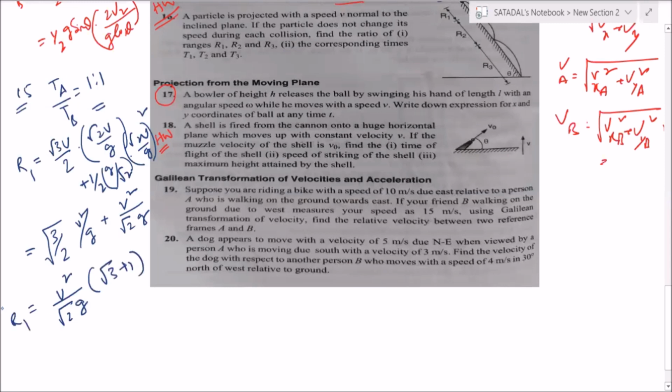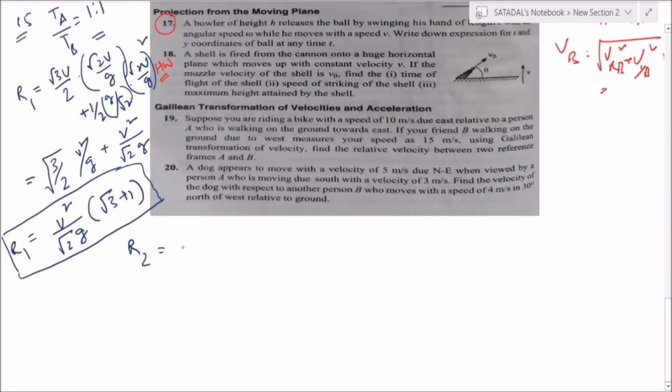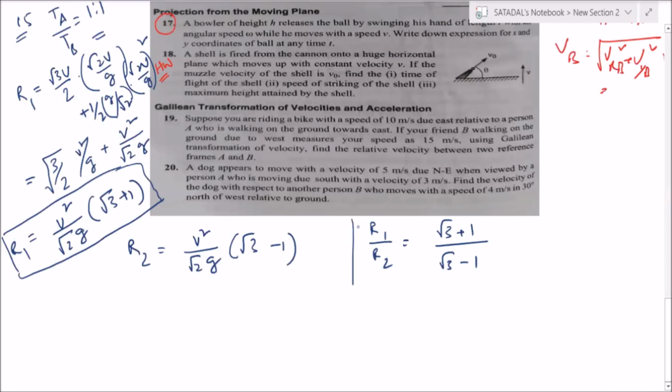Is this okay now for everyone? Right? Immediately I will not calculate R2. R2 will be straight away V square by root 2 into G root 3 minus 1. Yes, sir, the ratio is sine 15 by sine 75, that is root 3 plus 1 by root 3 minus 1. Correct only. Very good. So R1 by R2 is coming to be root 3 plus 1 by root 3 minus 1. That's it.